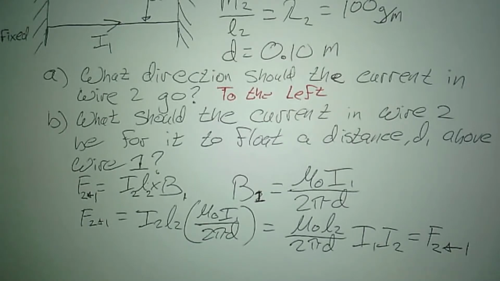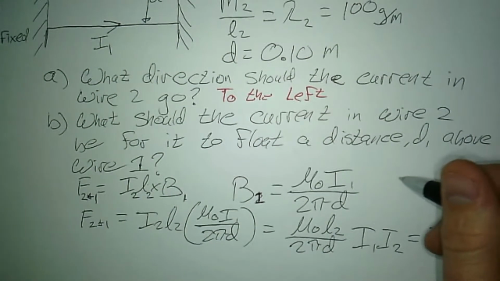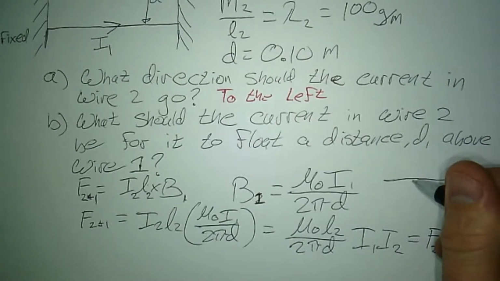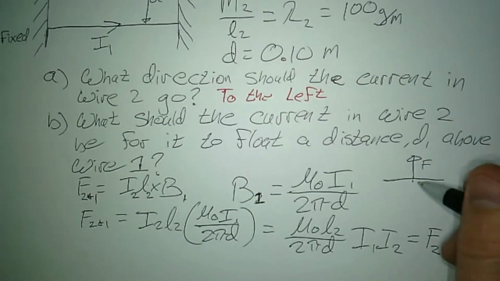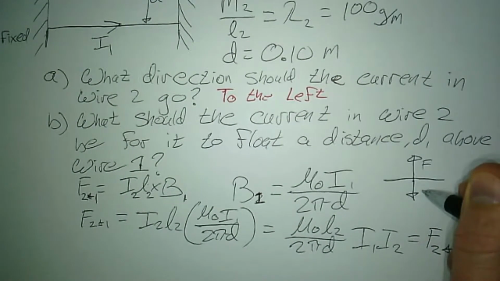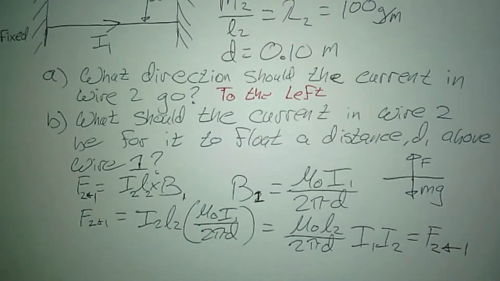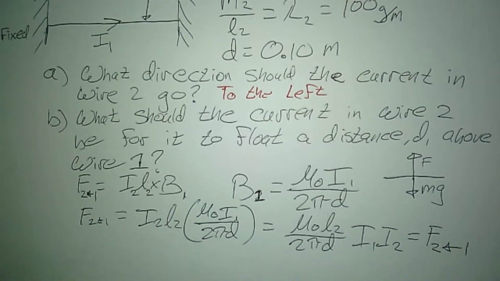So if I want something just to levitate, just to hover, what do the forces need to be? I can draw a simple free body diagram. Let's do it here because I've got some space. I've got a wire, and I know that we have a magnetic force going up, and what's the force going down? Well, it's clearly going to be gravity. So I'm going to have mg going down. Let's put that in our next line.